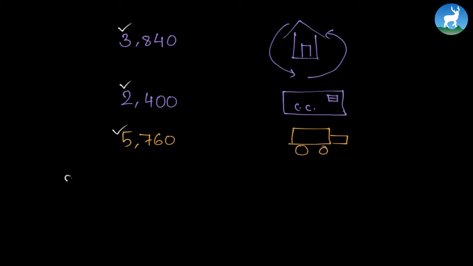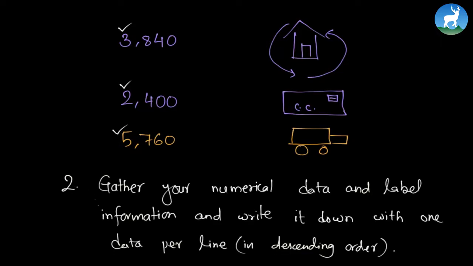Now step number 2 is, alright, this is what you are going to do in step number 2. That is, you're going to gather your numerical data and label information and write it down with one data per line. What that means is you're going to write only one data at a time. You're going to label them. So this is what we call labeling. You may also write the names, like this is what you call a credit card. So you may write it down. This is what we call labeling.